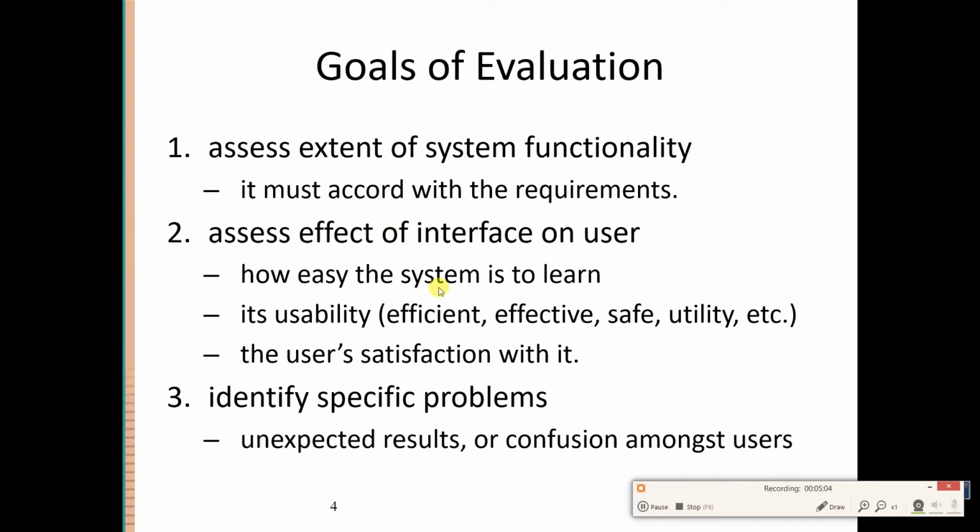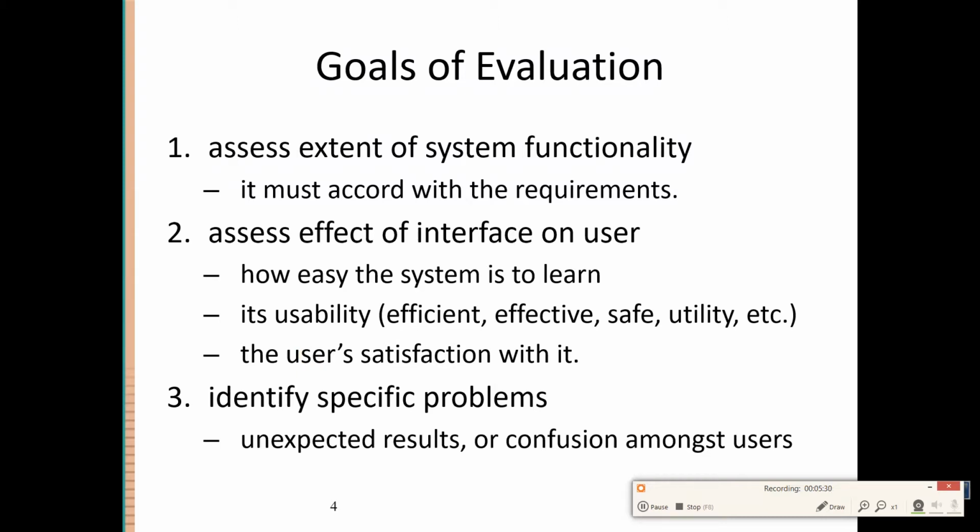So how easy the system is to learn. This is the criteria we have to check: its usability. For example, the system should be efficient, effective, safe, and it should provide good utility. These things should be checked during the evaluation. And the user should be satisfied with the system. User satisfaction is a very important criterion for the evaluation, and we have to do this in collaboration with the user.